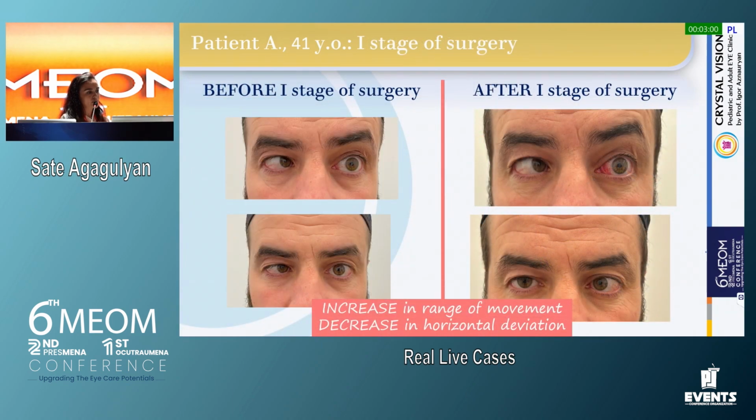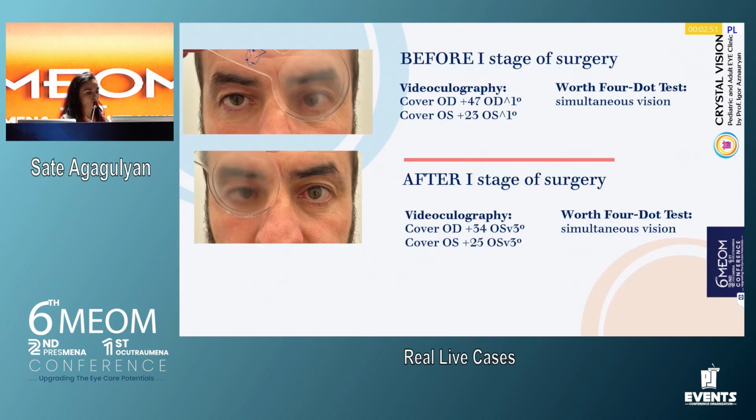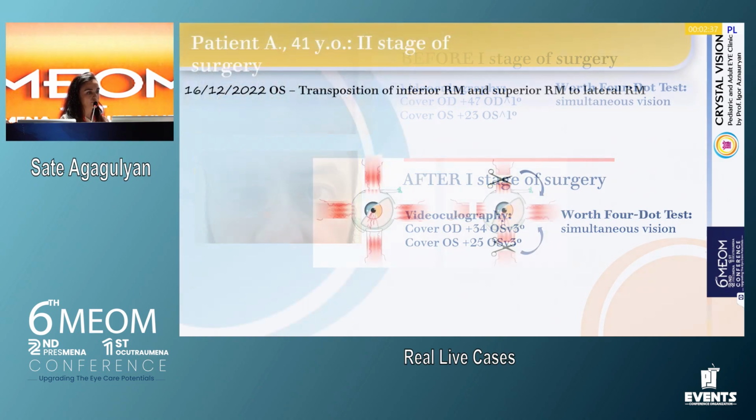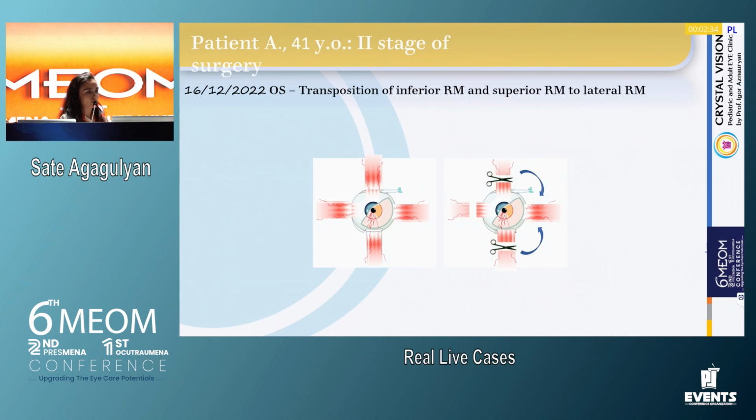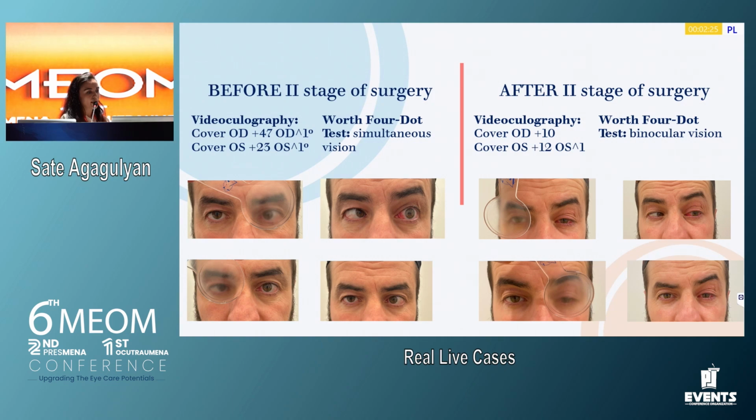Here we see the patient's eye after the first stage of the surgery. We have an increase in range of movement and a decrease in horizontal deviation. By video oculography, the deviation with cover OD decreased from 47 degrees to 34, but his vision was still simultaneous and he had double vision. So the second part of our surgery was transposition of the inferior and superior rectus muscles to the lateral rectus muscle to make it much stronger. After this stage of surgery, we have orthophoria.